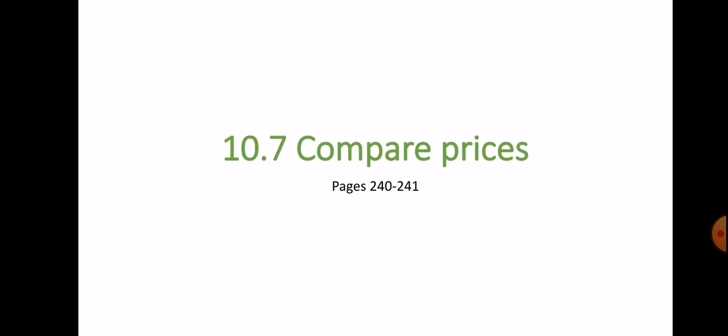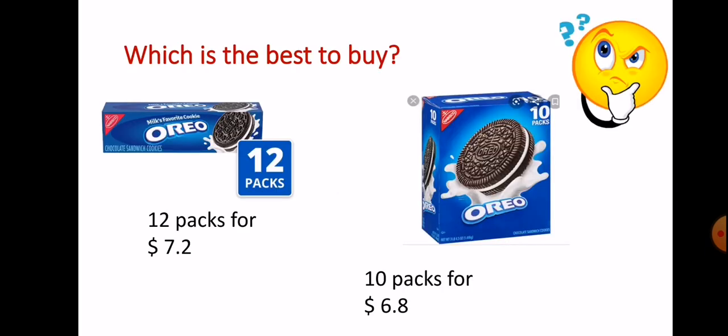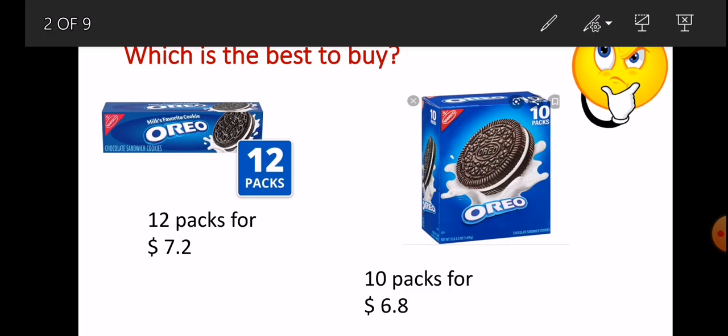Let's start with one example. For example, here we have Oreo. I want you to consider that you went to a supermarket and you want to buy some Oreo biscuits. Which one will you choose? You have two offers. The first offer tells you that you have 12 packs together for $7.2. The other offer tells you that 10 packs you can buy together for $6.8. What do you think? Which one is best for you to buy? Which one is cheaper?